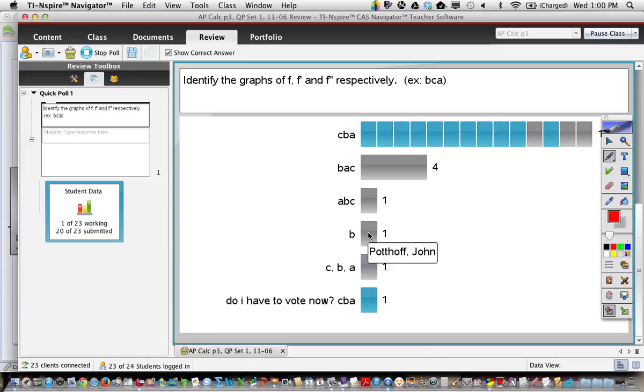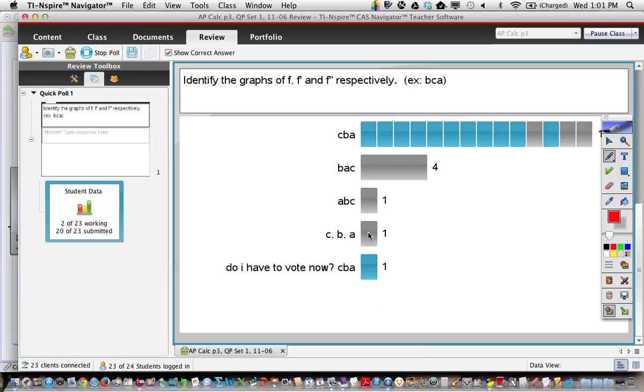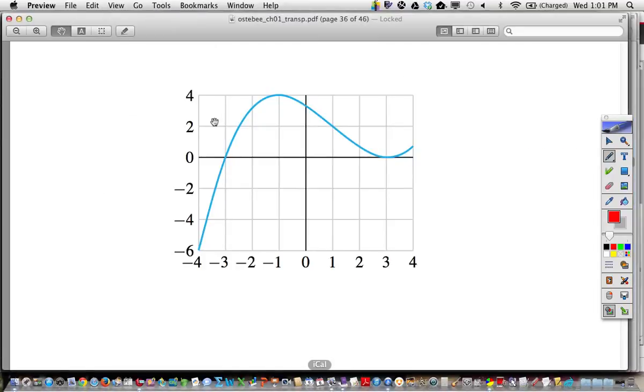Well, there's always one person who doesn't follow directions and puts commas in there, but that's okay. All right, so the most common answer was CBA. Now, there were a few people in here this noon that might have had BAC and have since switched theirs to CBA. In the other class, the majority had BAC. Okay? So let's see who's right.